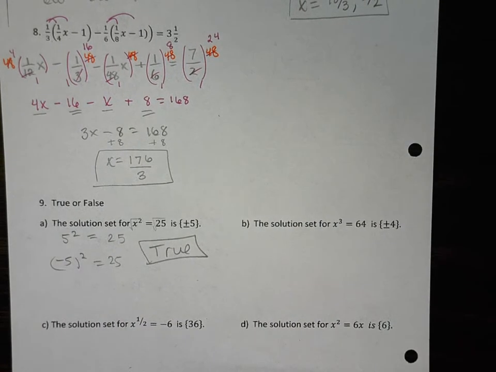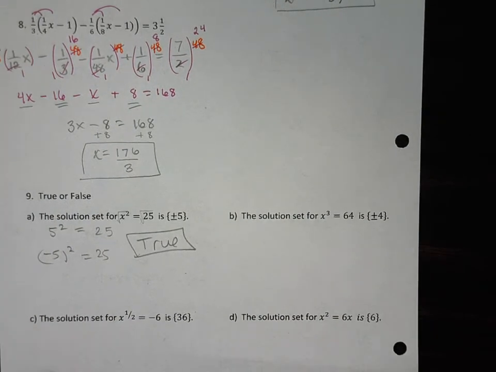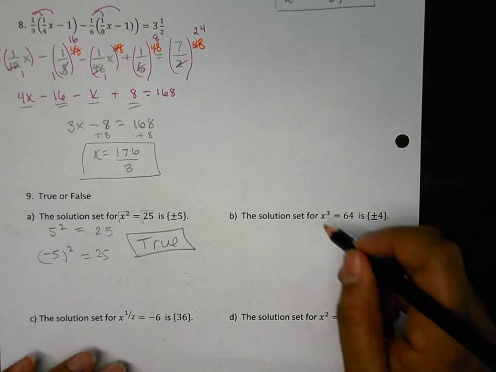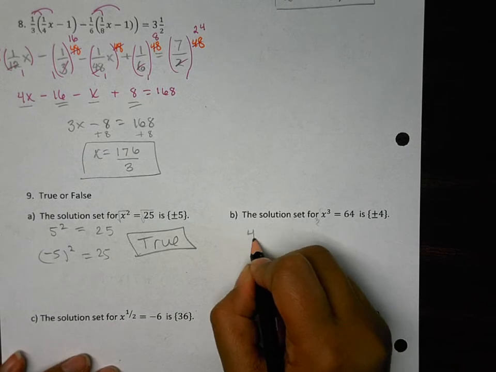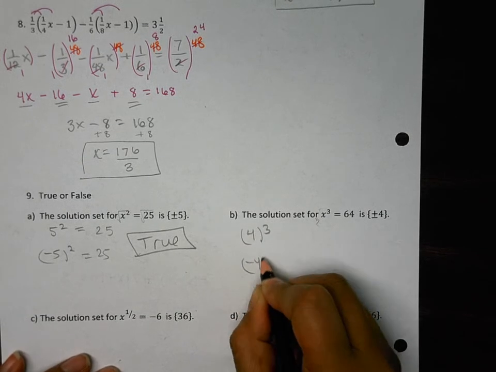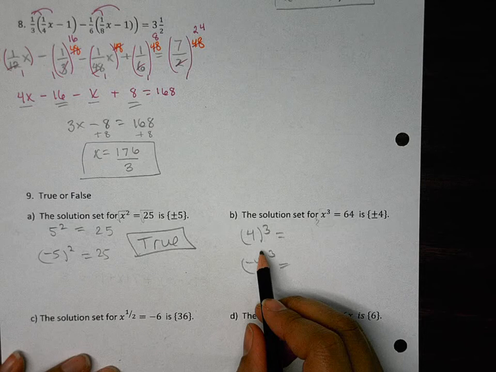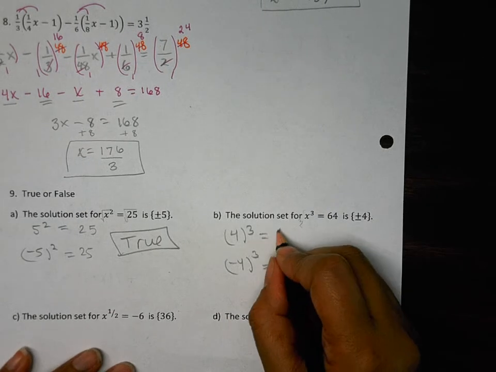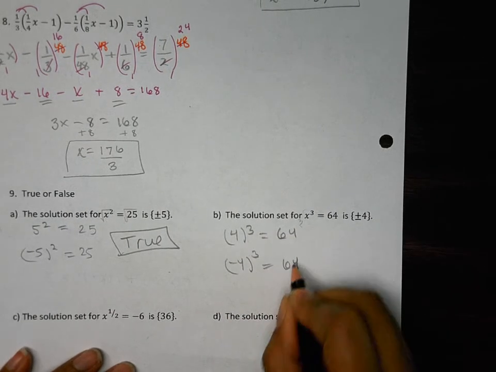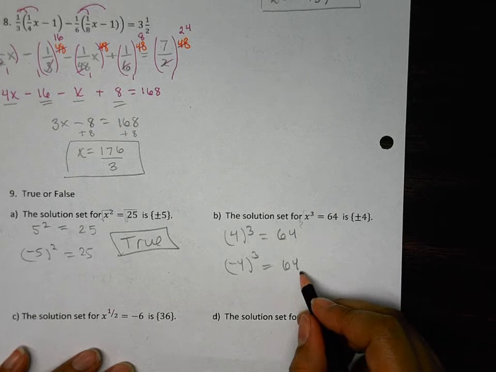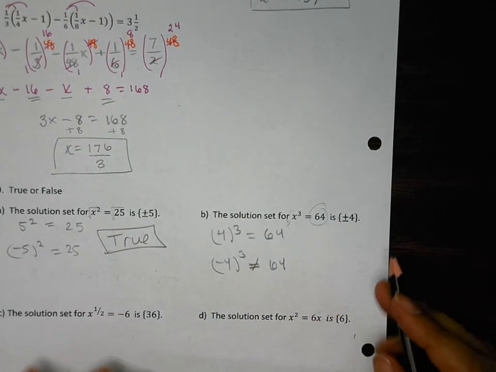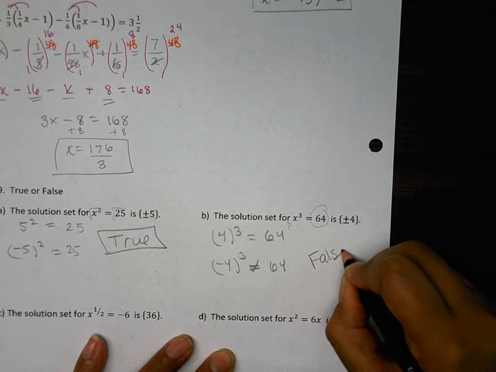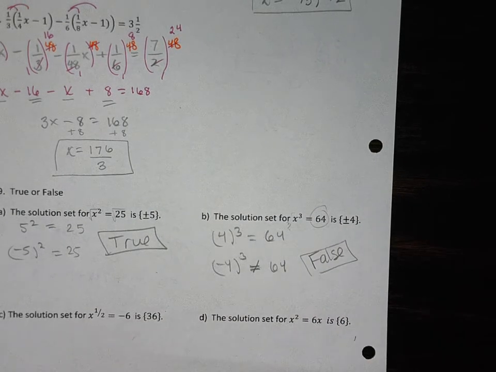Okay, next one. X cubed equals 64 equals plus or minus 4. True or false? I heard both true, I heard both false. Okay, when I cube root both sides, do I use plus or minus? Not sure? Plug it in. What's 4 times 4 times 4? Is -4 times -4 times -4 also equal positive 64? No. So is this true or false? False. So if you're not sure, plug it in.